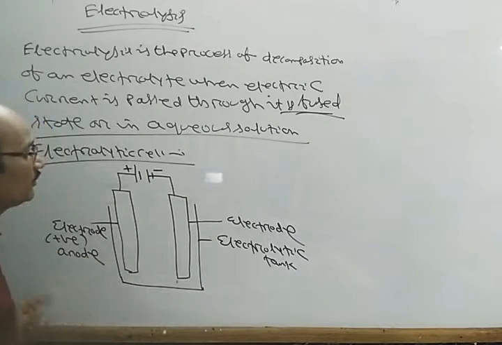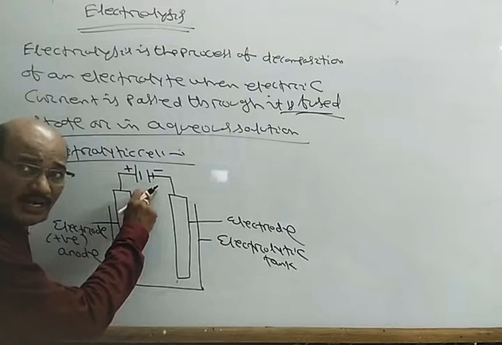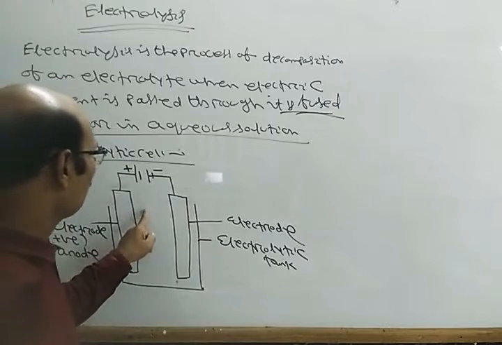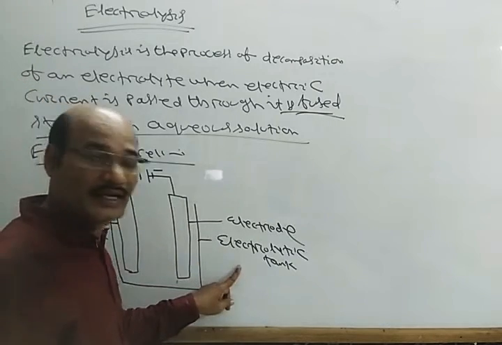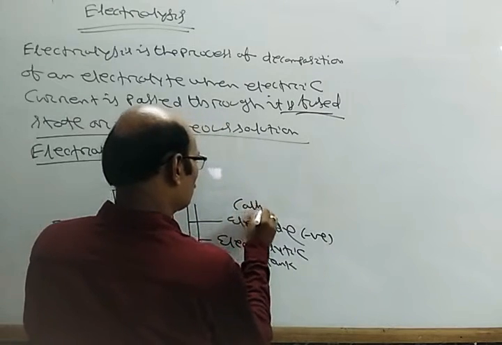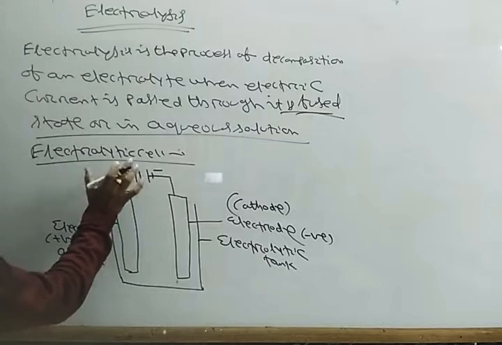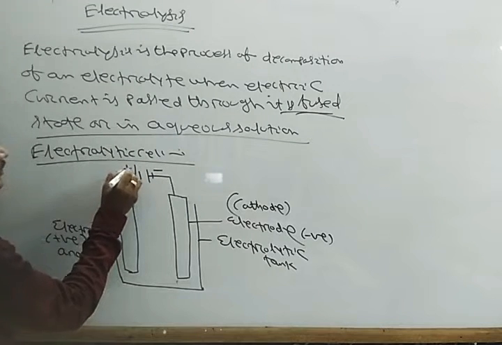The electrode which is connected to the negative end of the battery is called the negative electrode, or the cathode. Negative or cathode. Okay, and this is the battery setup.